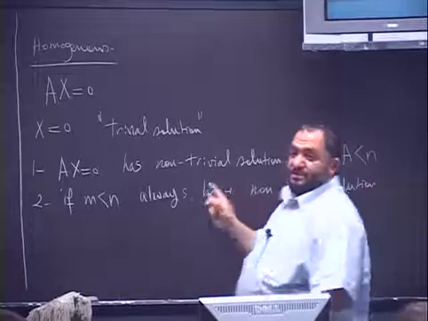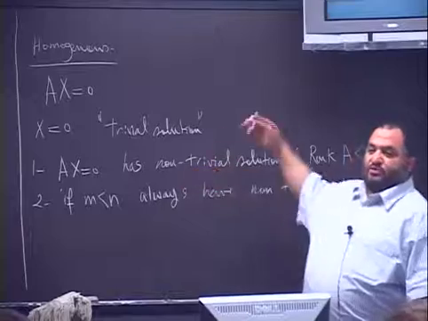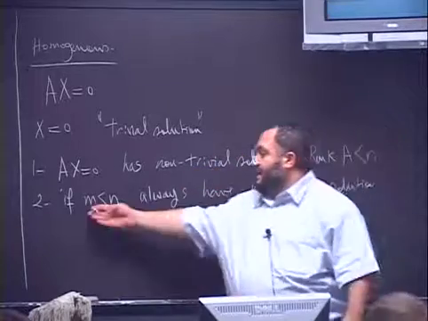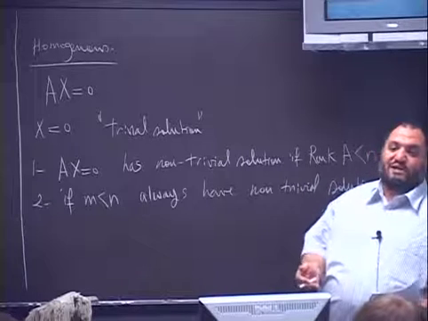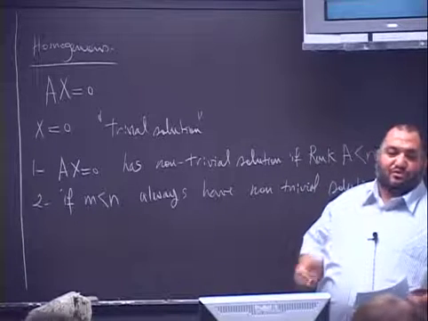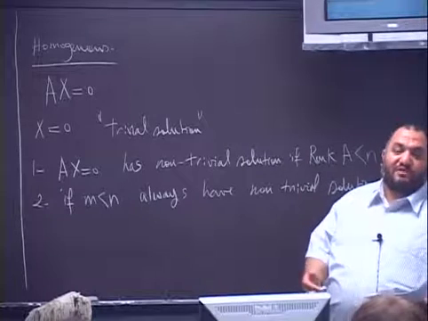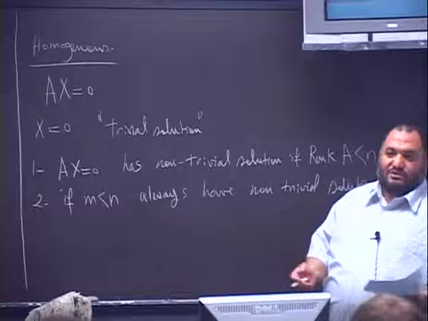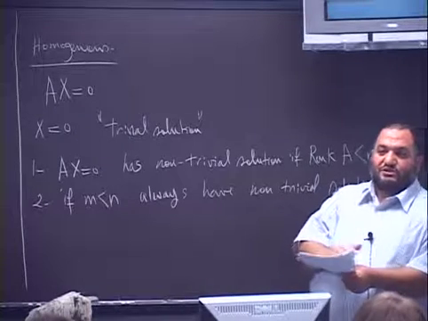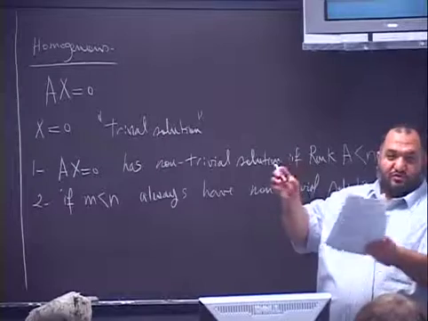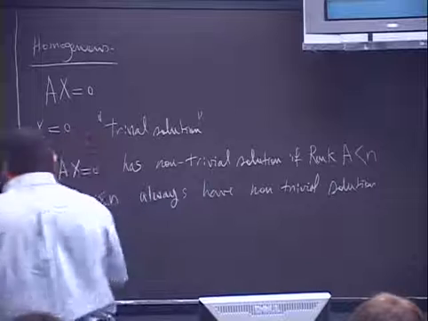So n is the number of unknowns, x1, x2, x3, x4 up to xn, and m is the number of equations. So if you have a number of equations less than the number of unknowns, you will always have a non-trivial solution, and there will be infinitely many, because it is an underdetermined case. Your number of equations is not enough to solve for the total number of unknowns.